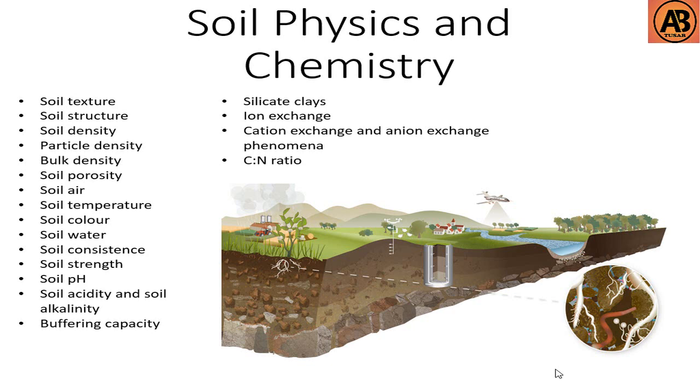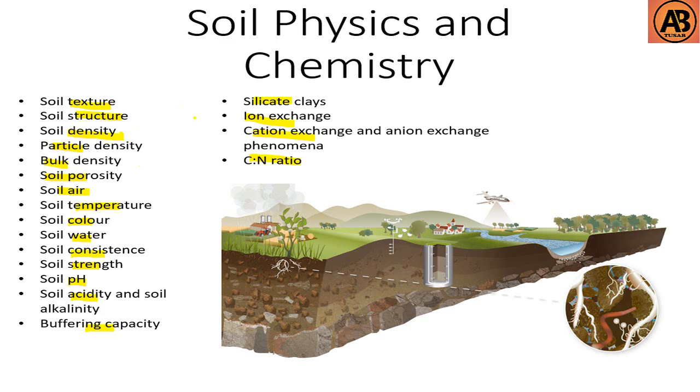In this course we will learn about soil physics and chemistry. Soil physics and chemistry contains these contents such as soil texture, structure, density, particle density, bulk density, soil porosity, soil air, temperature, color, water, consistency, strength, pH, acidity and alkalinity, buffering capacity, silicate clays, ion exchange, cation exchange and anion exchange, carbon nitrogen ratio, etc. All of these contents are included in this course. That means the part of soil physics and soil chemistry.